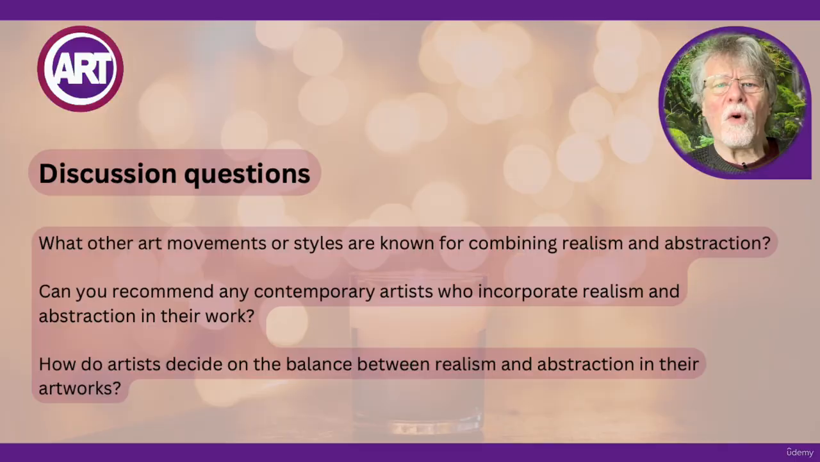Right, I think it's time for you to do some work now, because I had to research those paintings, so I'd like you to do some work. Here are some questions. What other art movements or styles are known for combining realism and abstraction? Can you recommend any contemporary artists who incorporate realism and abstraction in their work? How do artists decide on the balance between realism and abstraction in their artworks? Okay, those questions are for you.